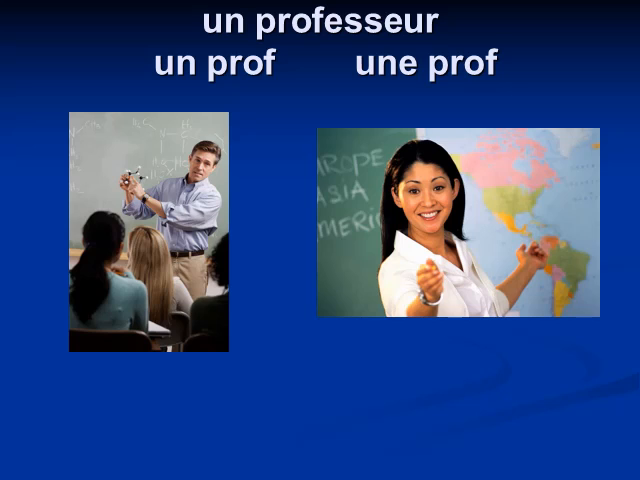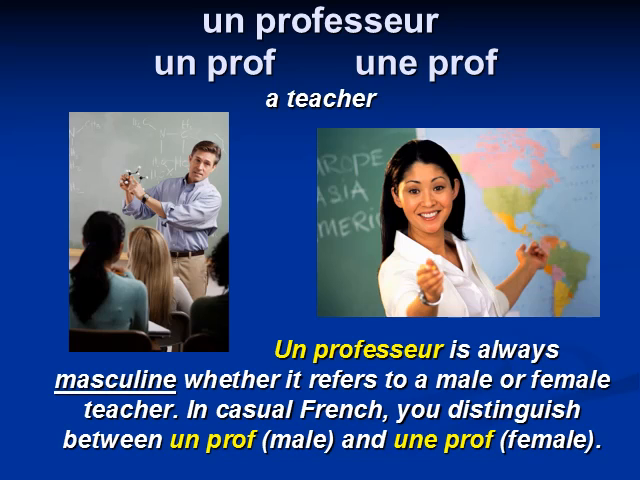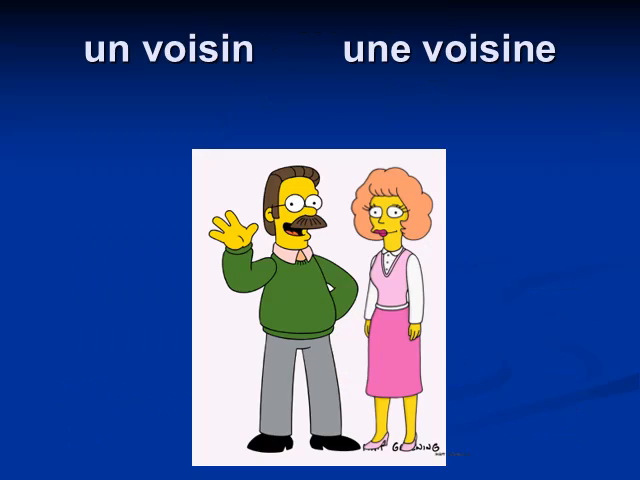Then we have our words for a teacher, un professeur, or in casual French we might say un prof for a male teacher or une prof for a female teacher. Note that un professeur is always masculine, whether it refers to a male or female teacher, but in casual French you do distinguish between un prof and une prof for masculine and feminine. Okay, then we have un voisin and une voisine, a neighbor.